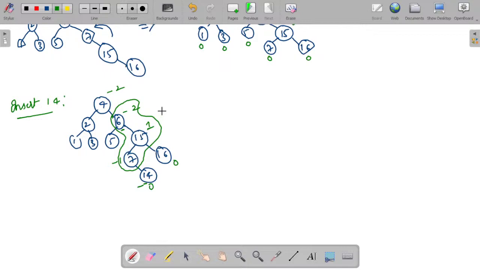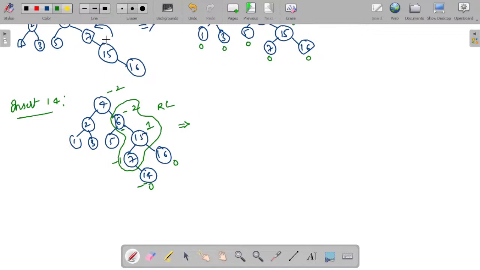Now what rotation should be performed? We should be performing an RL rotation again, a right left rotation, because we have inserted 14 to the left subtree of the right subtree of 6. So 14 is connected to 7, which is the left child of the right subtree of 6. So here we should be performing an RL rotation. First we will perform a right rotation between 7 and 15, and then a left rotation between the updated node, which is 7, and 6.